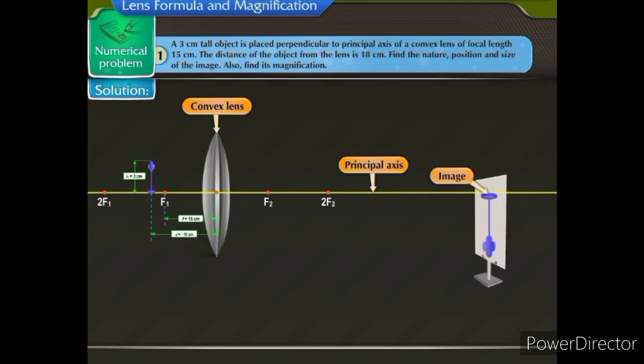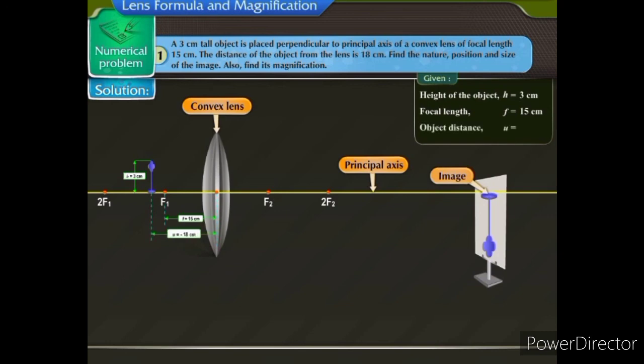Solution. Let us first write the given data. Height of the object, h, is equal to 3 cm. Focal length, f, is equal to 15 cm. The given lens is convex. Hence, the focal length is positive. Object distance u is equal to minus 18 cm. The negative sign is used as the object is placed on the left side of the lens. We want to find the image distance v, the size of the image h dash, and its nature.